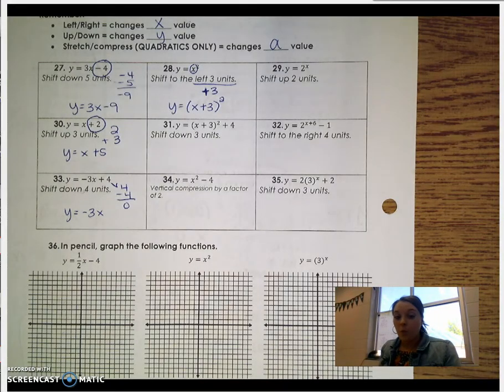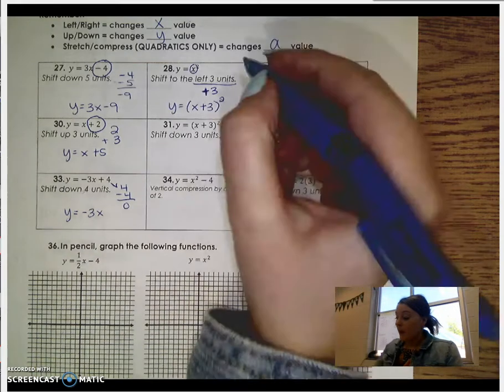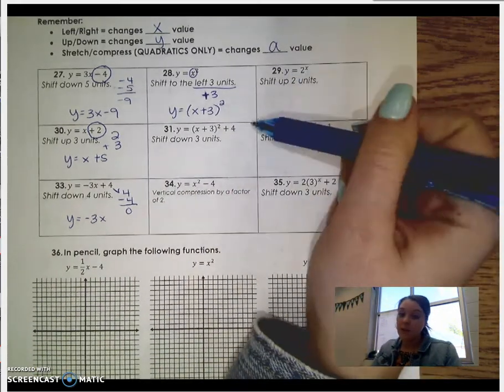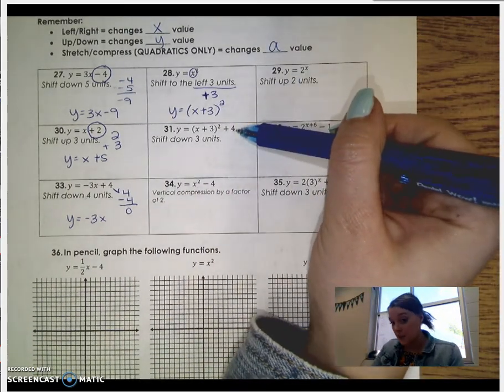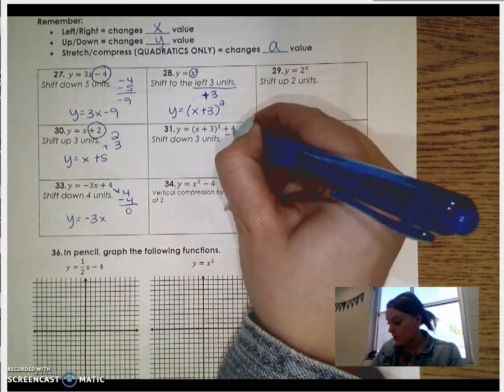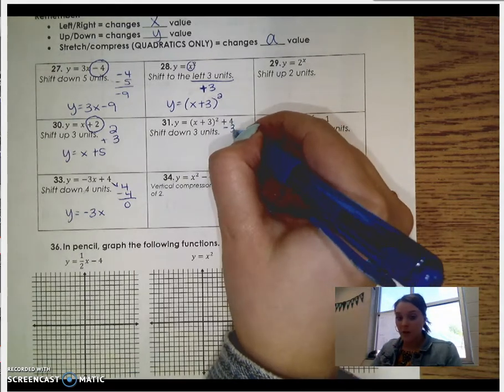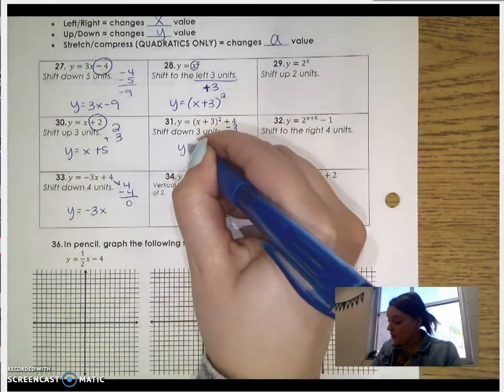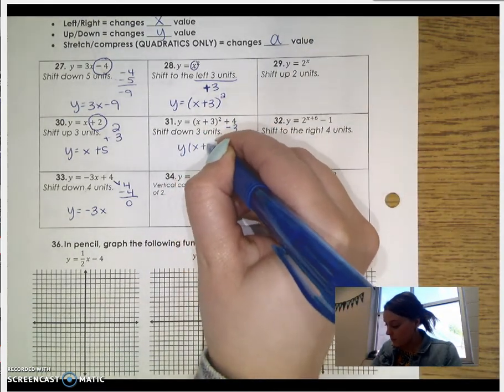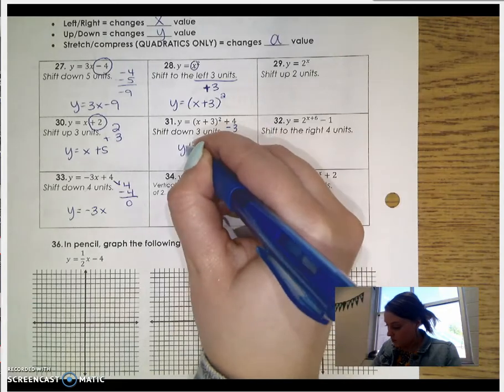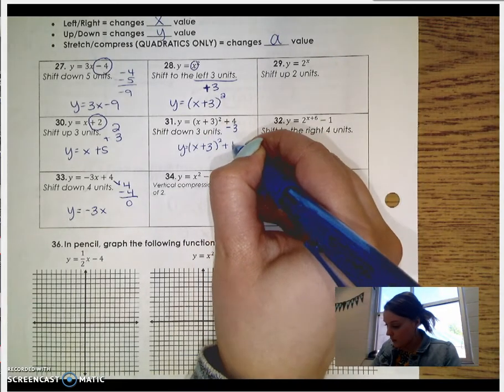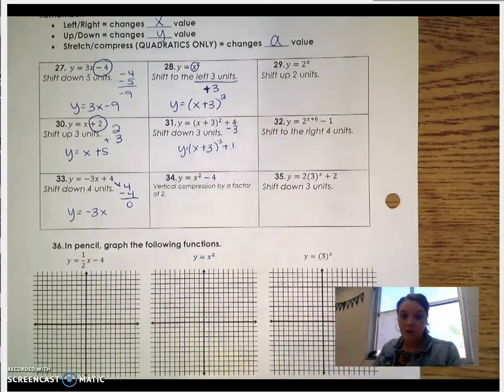Alright, number 31, if I want to shift down 3 units, I'm now going to be affecting my y-intercept, which is my constant. I'm going to subtract 3. So up and down is very intuitive. To move up, you add. To move down, you subtract. When I subtract 4 minus 3, I get 1. So everything stays the same. So x plus 3 squared plus 1. 4 minus 3 is 1.